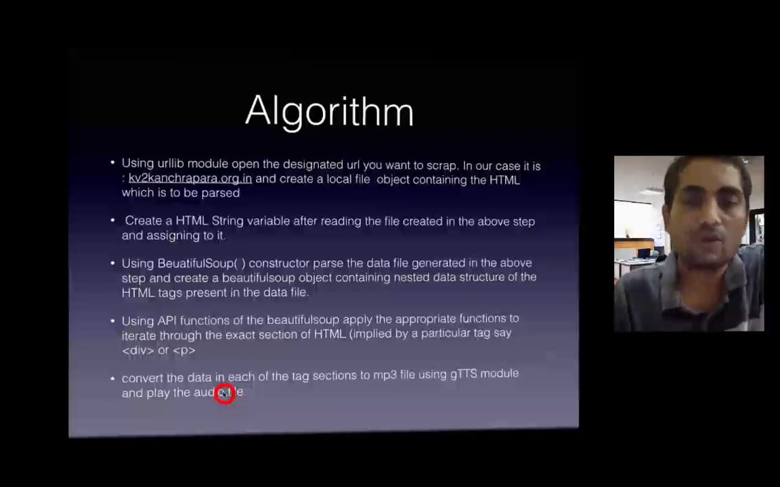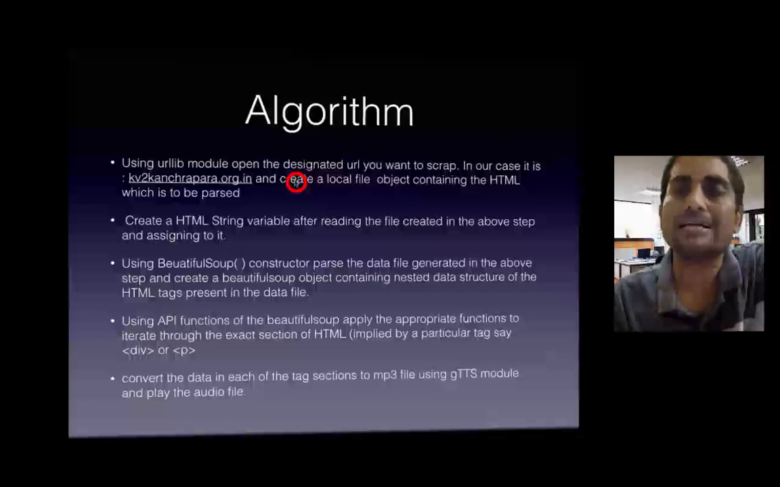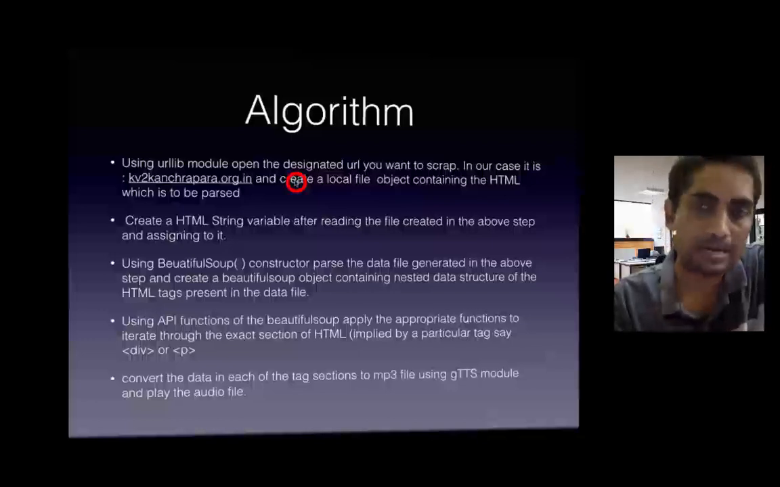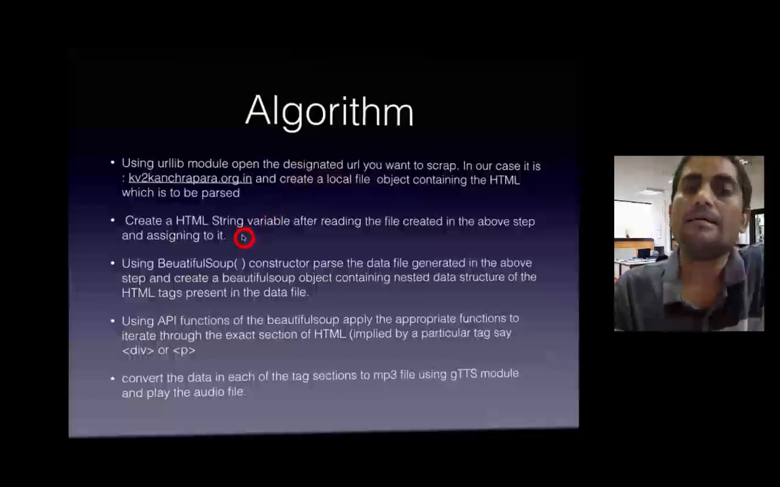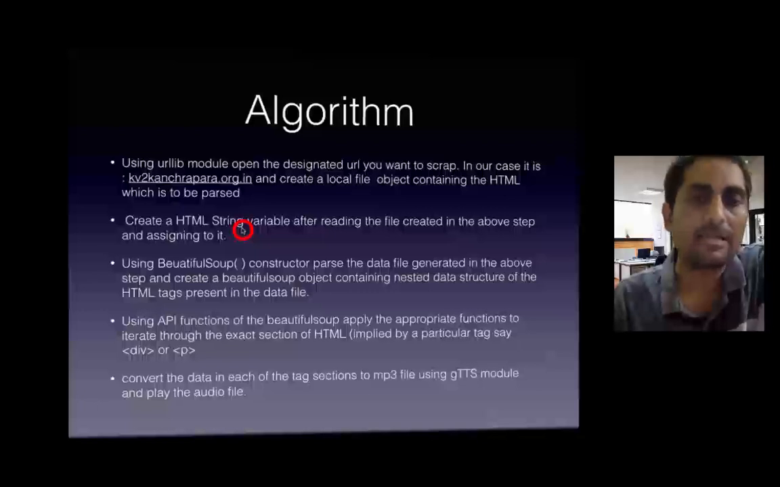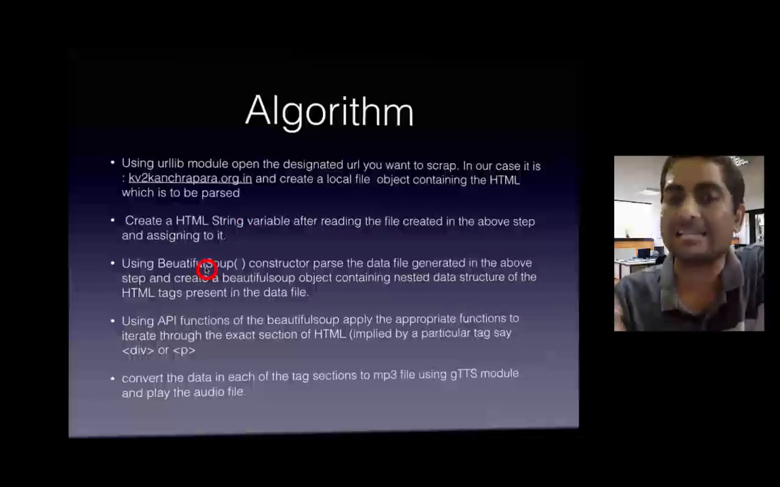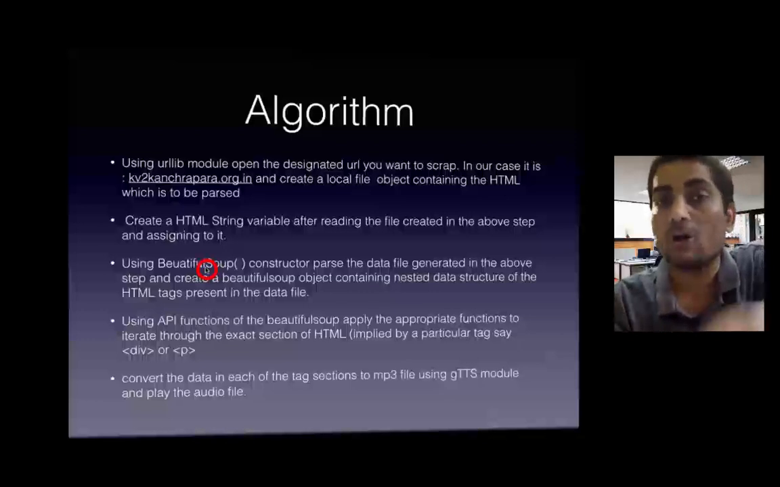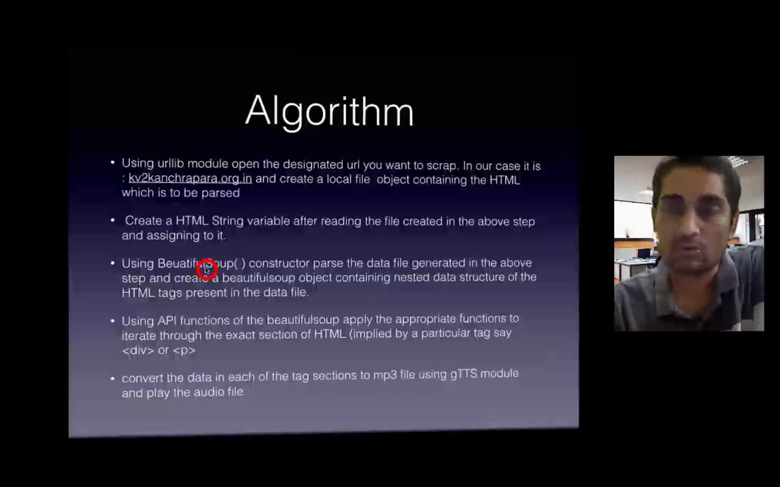That's all. So the first step is to use urllib to create a local file object which will contain all the HTML read out from that particular website. Now in an HTML variable you have to store the contents of that data file, and using the Beautiful Soup constructor we have to parse that data file which contains the HTML, and create a data structure containing all the tag structures present in that page.